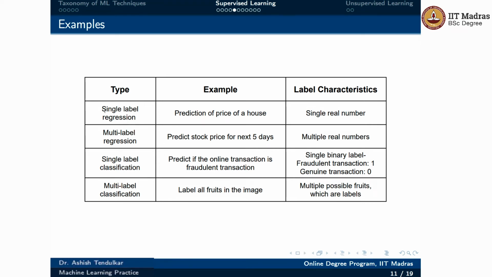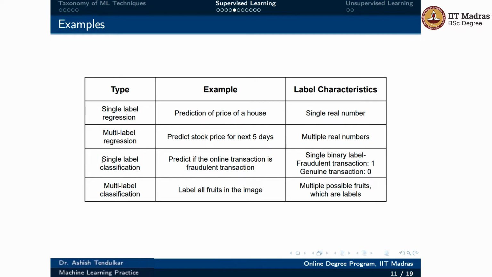So let's look at the example of a single label regression. Prediction of a price of a house based on its characteristics is an instance of a single label regression problem, because we want a single number as an output, which is a real number, and that is the price of the house. What is the example of multi-output regression? So prediction of stock price for next 5 days, right? So here we are going to predict multiple numbers, which is the price of the stock for next 5 days. So there are 5 different outputs and all of them are real numbers. So this is an example of multi-output regression problem.